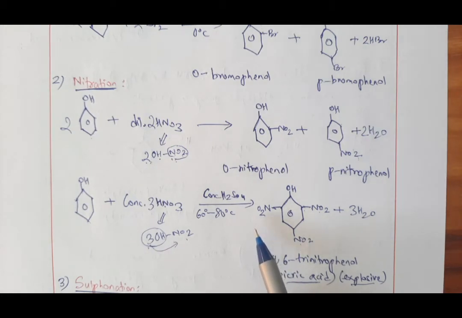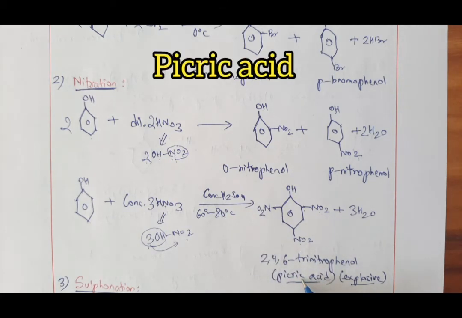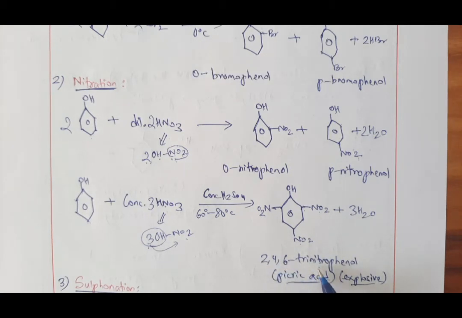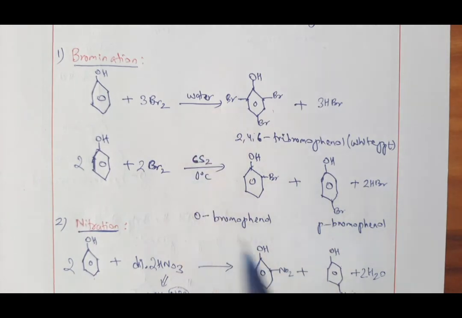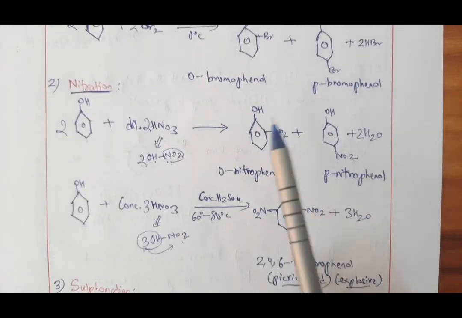And listen to the question now, how it may come. The product formed when phenol reacts with concentrated nitric acid and concentrated sulfuric acid at 60 to 80 degrees Celsius. In the options, you will take picric acid, or 2,4,6-trinitrophenol, or a compound which is explosive. So this is more important than this. If you see here, students, in bromination both are important, whereas in nitration the second one is more important.